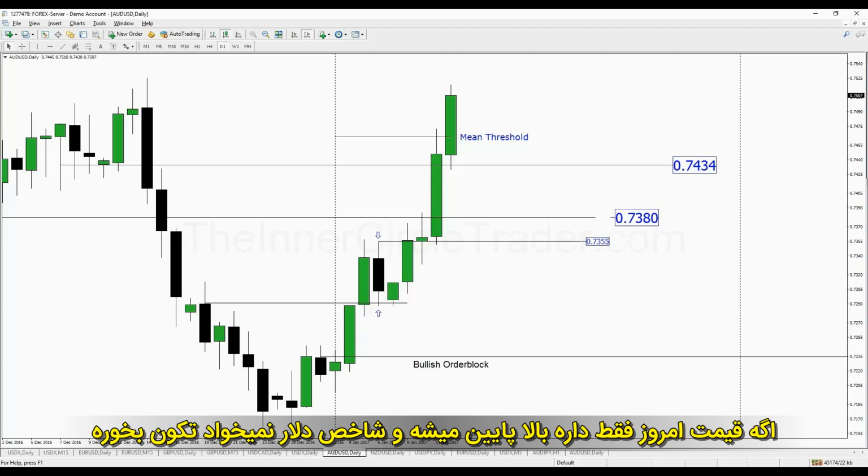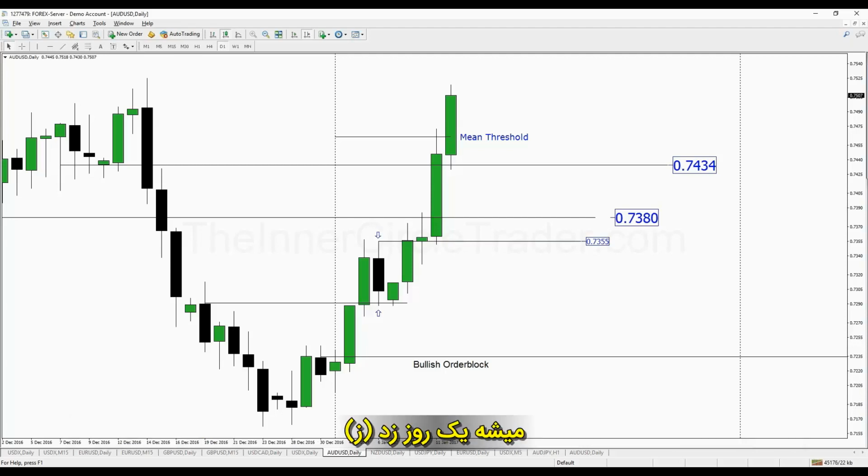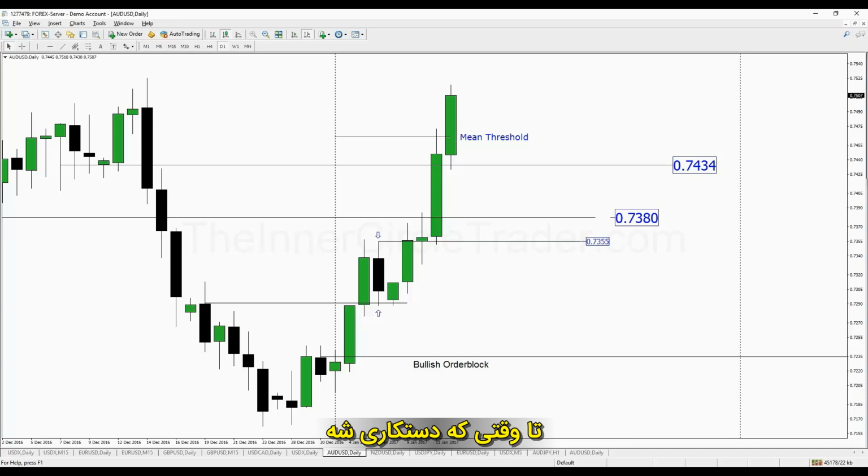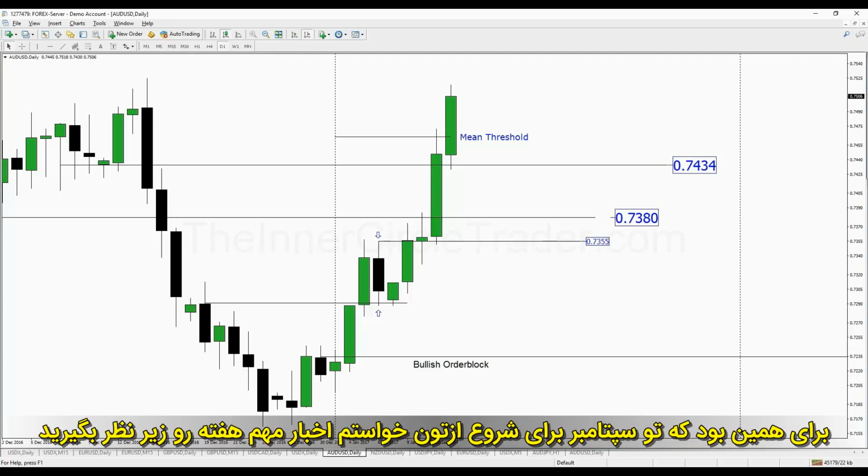If your price right now, today, is just hanging around and the dollar index is not trying to move, it's probably going to be a Z day. That means it's going to go up a little bit, down a little bit, and hang around the middle of the range until it gets some kind of manipulation. What's going to cause that? High impact news, which is the reason why I started you in September looking at the high impact and medium impact news events for the week.